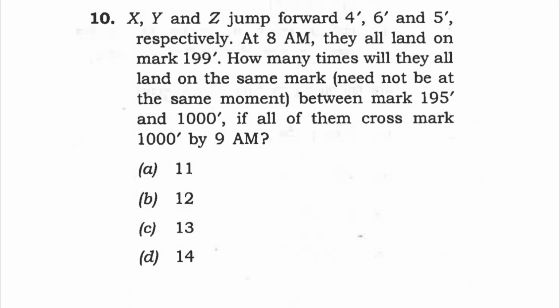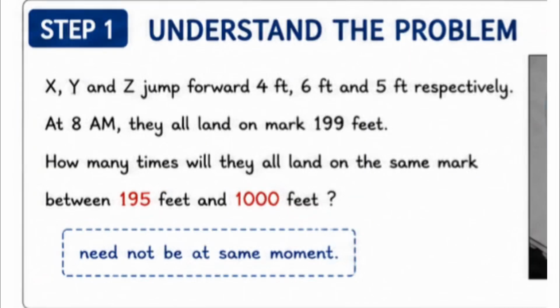Alright, take a breath. It looks long, it mentions times like 8 am and 9 am, and it feels intimidating. But let's strip away the noise and truly understand what this question is asking us. Deconstructing the logic, let's analyze the mechanics of what's happening here. We have three jumpers moving along a giant number line. Jumper X takes a step size of 4.